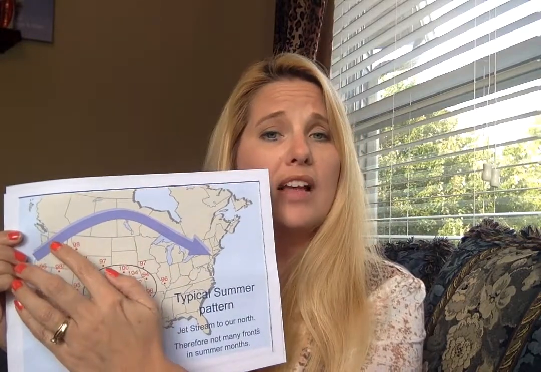Now, the big thing that you need to know about the jet stream is basically it's the boundary between cold air and warm air. During the summer months in the northern hemisphere, it is further north. You would expect to find it along the U.S.-Canada border. And it's usually pretty straight. There's not as many waves in it during the summer months.